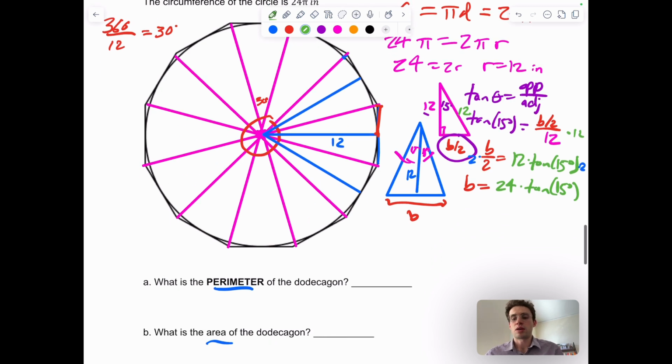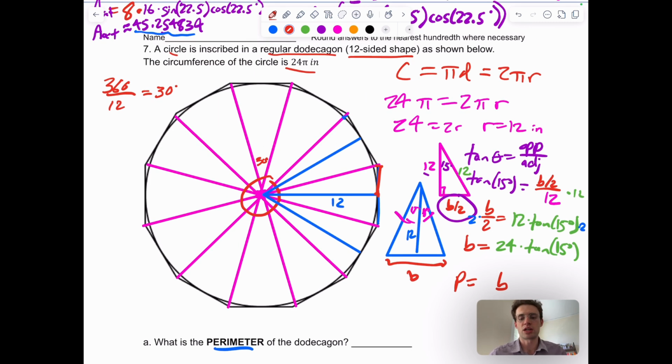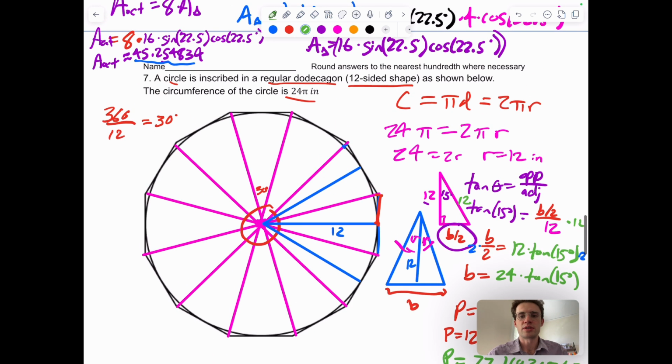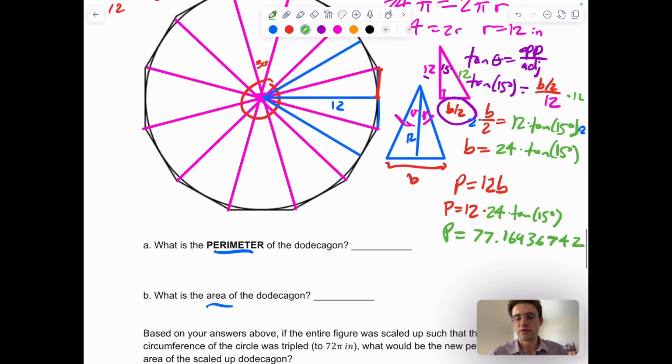All right, so now we know what the base is, and the perimeter, as we said, is just the base times the number of bases, which in this case, it's a 12-sided shape, so there are 12 bases. So we just do 12 times b, which gives us 12 times 24 times the tangent of 15 degrees. I can type that into my calculator. We get 12 times 24, which would be 288, times the tangent of 15 degrees. Make sure you're in degree mode. And that gives me 77.169366742. They want us to round to the nearest hundredth where necessary. So this is a final answer, so I can round it.